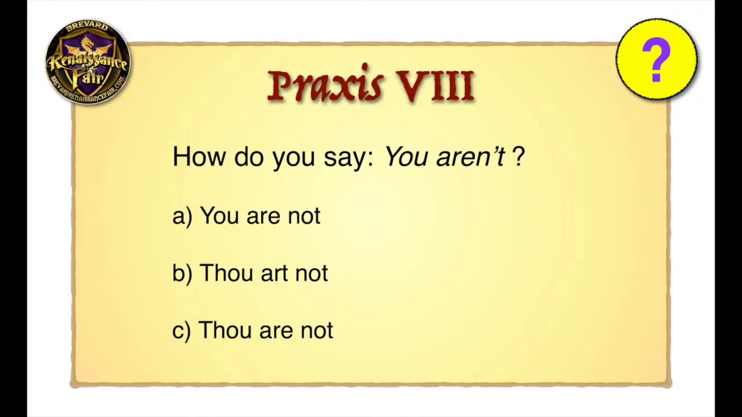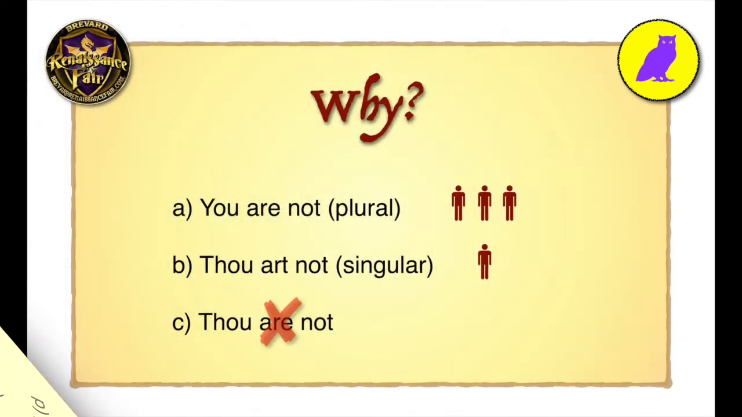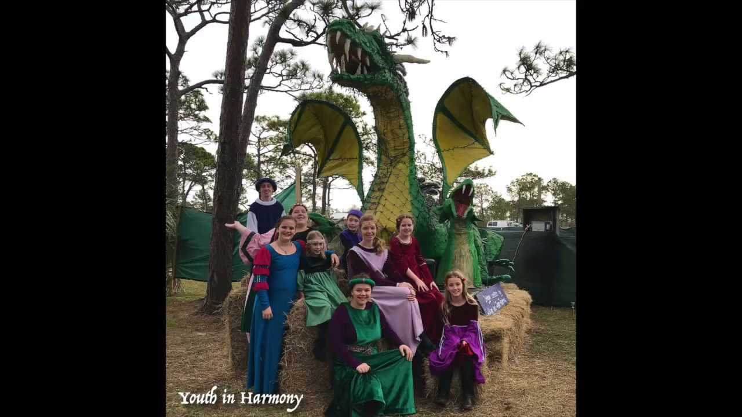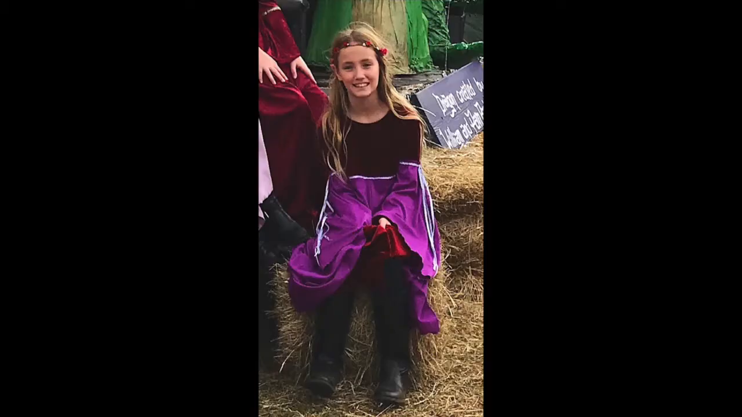How do you say you aren't? A. You are not. B. Thou art not. C. Thou are not. This one also has two correct answers. Answer A is correct in the plural, speaking to a group of people. You are not, or ye are not. Answer B is correct if you're speaking to one single person. Thou art not.